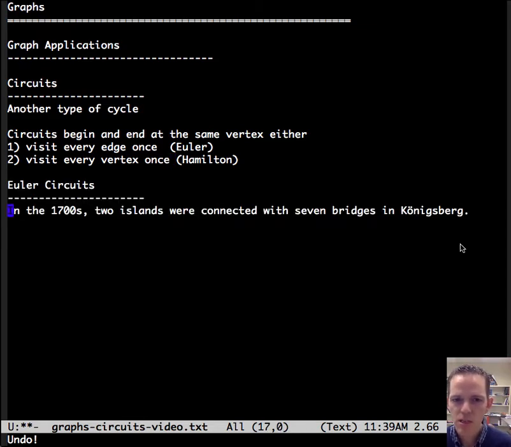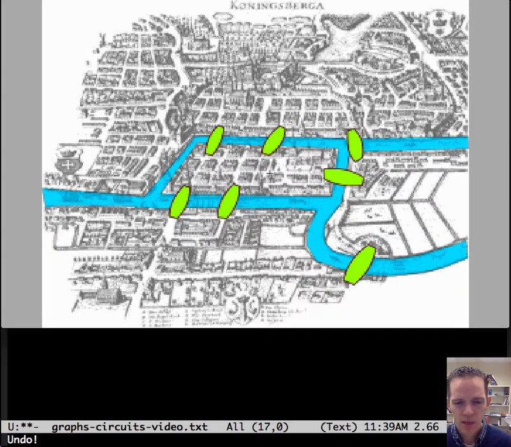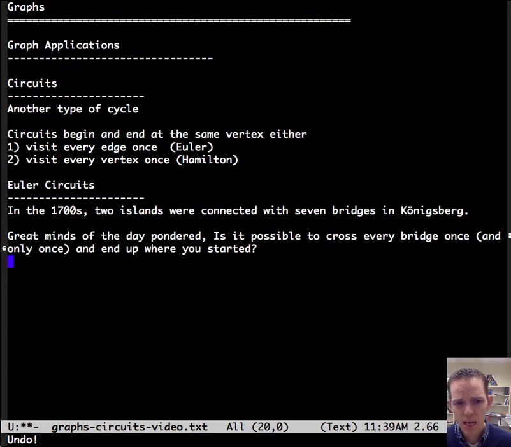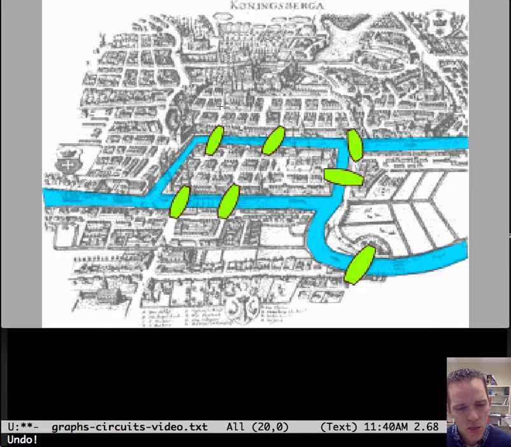In the 1700s, there were two islands that were connected with 7 bridges in a town in Russia, or at least present-day Russia. And I have a visual here. Okay, so we have this island, and we have these bridges here, and they're connected. And the great minds of the day wondered, is it possible to cross every bridge once and only once and end up where you started? So could we start at one place, cross every bridge once and only once, and get back to where we started? Is that possible? Is there a path that would allow for it?